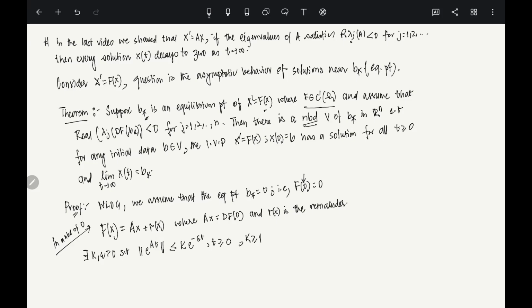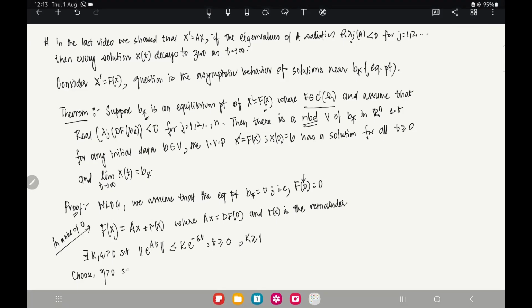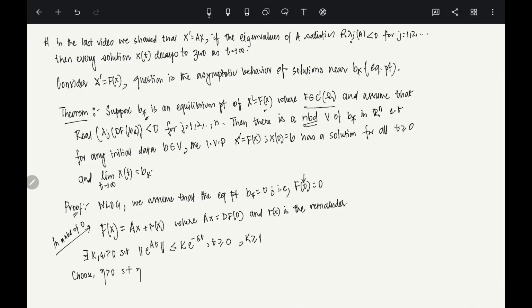That's just given. Now I am going to do a little technical jargon. I am just going to write it. So we choose eta positive, such that eta is less than epsilon by k. I hope you understand the idea of the proof. The idea of the proof is very easy.